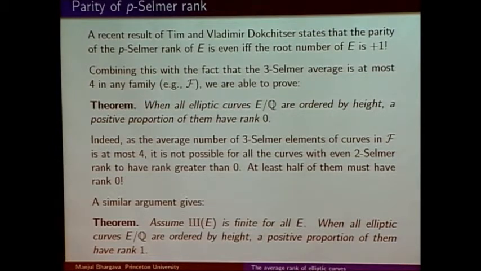If you assume Sha is finite, then you know that if the 3-Selmer group is of size 3, then the curve has to have rank 1. So assuming Sha is always finite, when all elliptic curves are ordered by height, a positive proportion of them will have rank 1. But this one is conditional on Sha being finite.